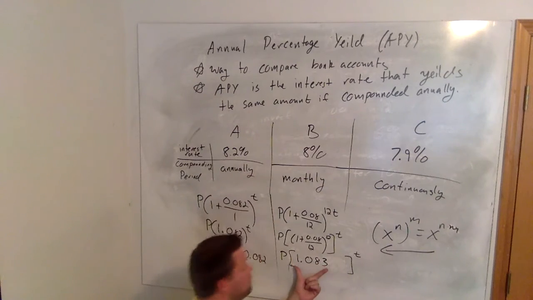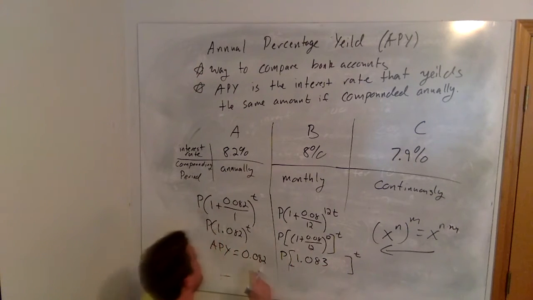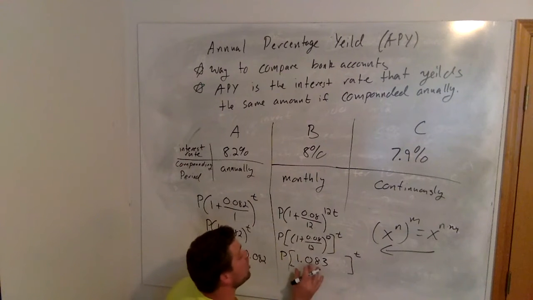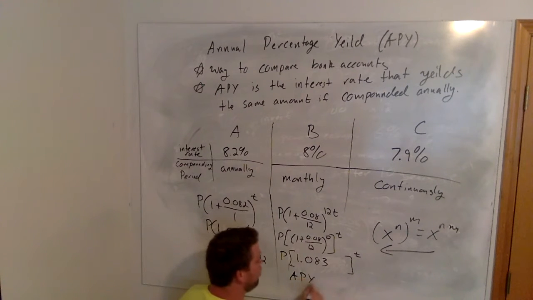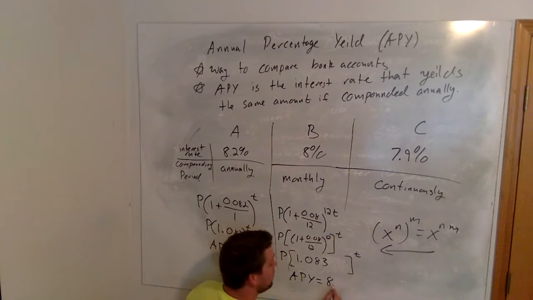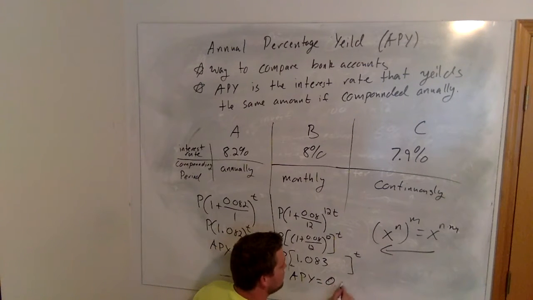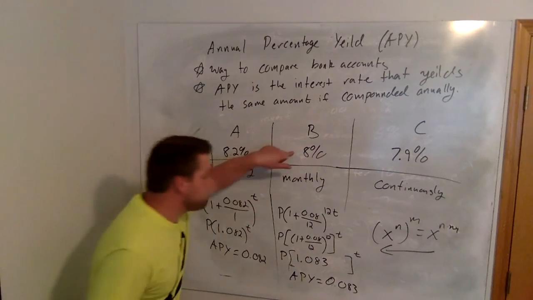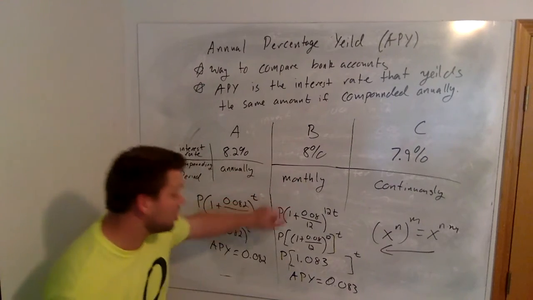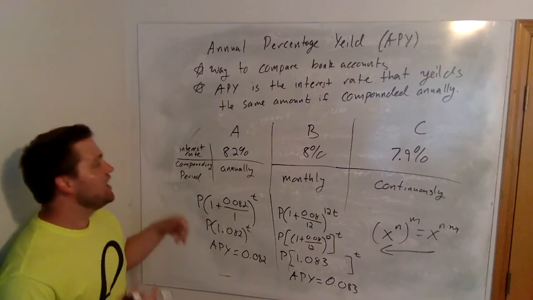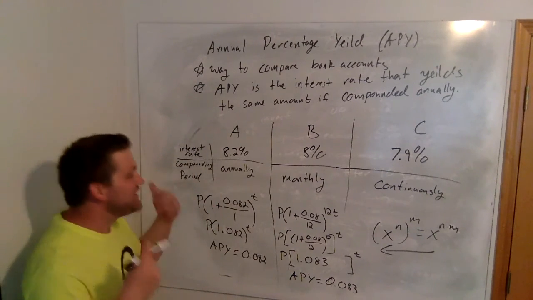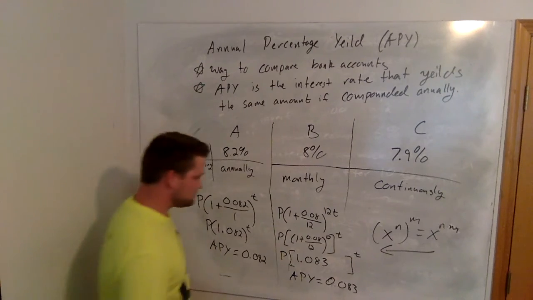So I can almost read what this interest rate would be here. This would be 1 plus 0.083. Essentially I'm taking this number in the parentheses and subtracting 1. So here the APY would be 8.3%, or 0.083. What this is saying is that compounding at 8% monthly is equivalent to compounding at 8.3% annually. So this is the APY. It's an equivalent interest rate if we were compounding annually rather than monthly.